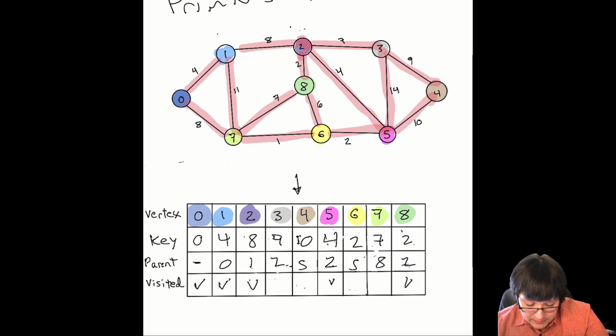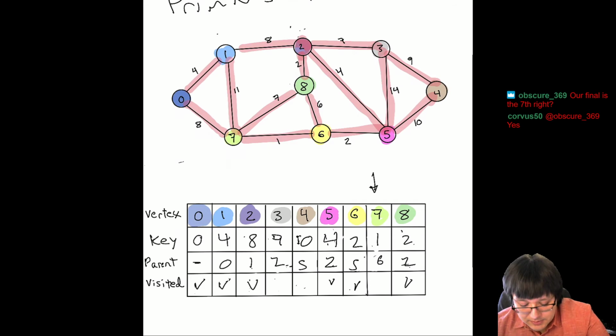And we got 7, 10, 2, and 7. So we'll go with that one. 6 to 5 is a 2, but that's marked as visited, so we don't touch it. 8 is marked as visited. 7 is not marked as visited, and we did find something smaller, so that one will get updated. This becomes a 1, and then that becomes source of 6. Okay, that handles that. 2 left, 3 left.